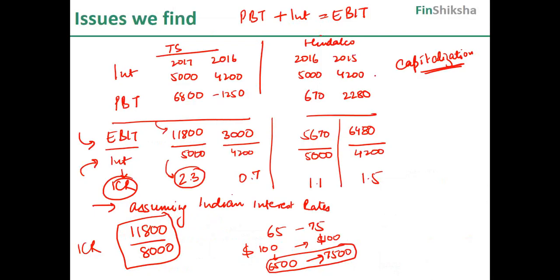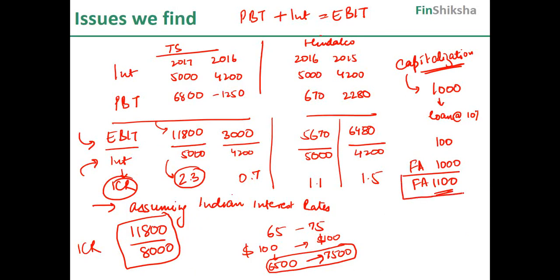So let's say you're building a factory for 1,000 crore and you have taken this 1,000 crore as a loan at 10%. What's the interest cost? 100 crore. Now this loan is essentially a sort of financial raw material. So should you include the fixed assets as 1,000 crore or as 1,100 crore, right? The technical rules of accounting allow you to include the interest cost as a capital expenditure.